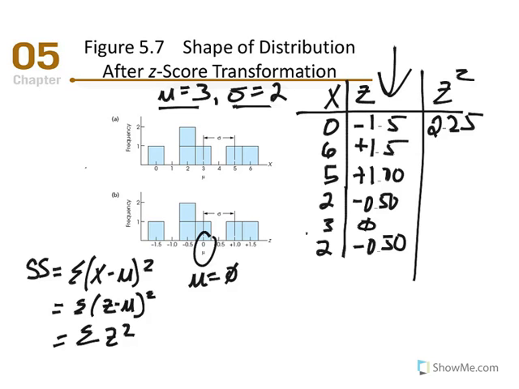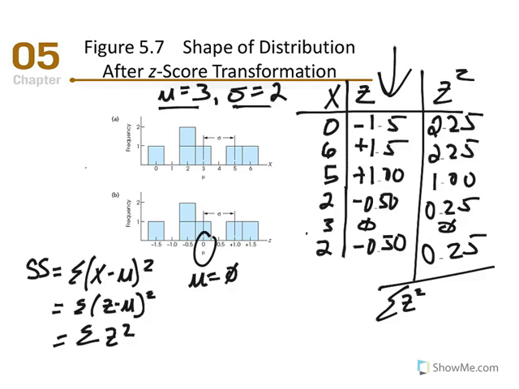We would take negative 1.5 squared, which is 2.25. So notice the negative is now gone. The next one is also 2.25. 1 squared is 1. Negative 0.5 squared is positive 0.25. 0 squared is 0. And then negative 0.5 squared is 0.25. Now if we take the sum of z values that have been squared, add in your calculators 2.25 plus 2.25 plus 1 plus 0.25 plus 0 plus 0.25, and you should get a summation equal to 6. All right, so now we've calculated the sum of squared deviations.